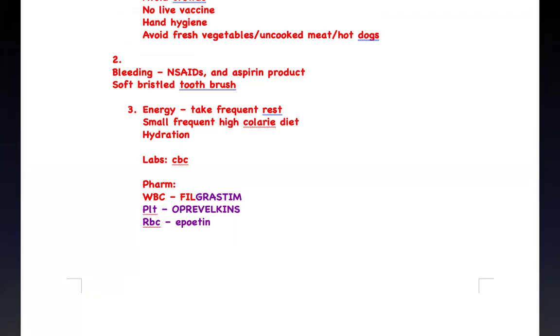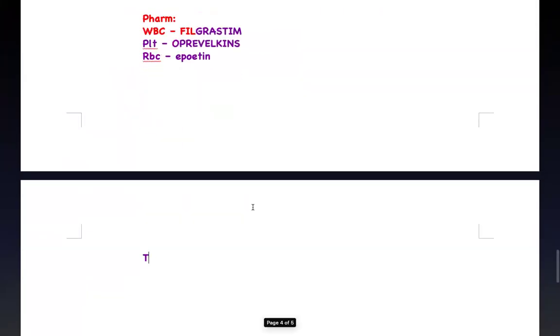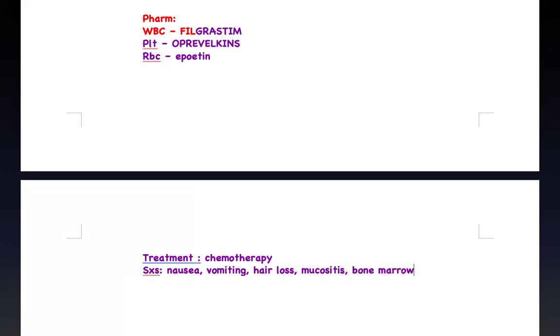Okay, when you're treating them, what is the treatment? They get chemotherapy. They can get sick from the chemotherapy, which are common signs and symptoms that you have to know. They may have nausea, vomiting, hair loss, mucositis, that is the mucosa of their mouth will get inflamed. They can't drink anything, and they have bone marrow suppression. So these are certain things you need to know as much as possible.